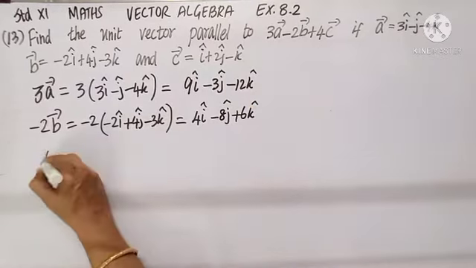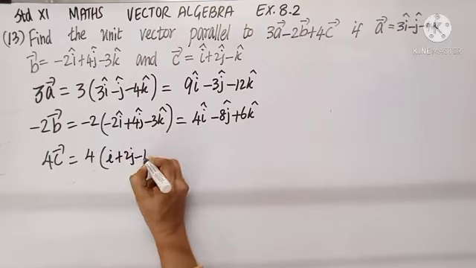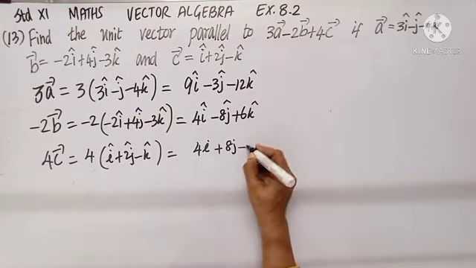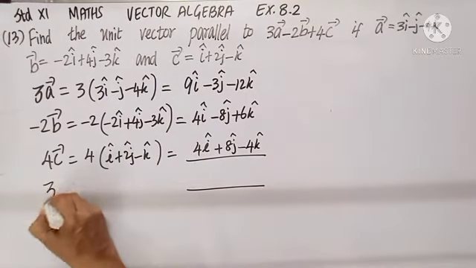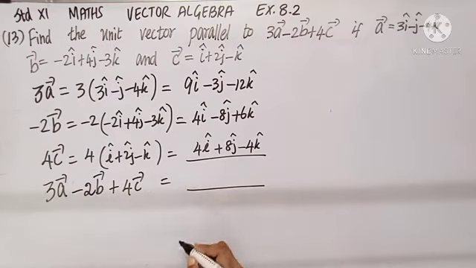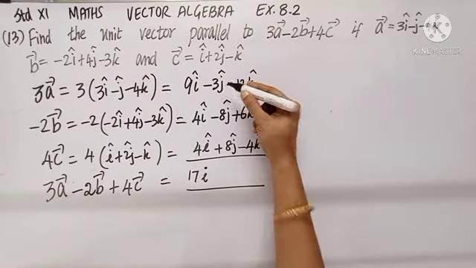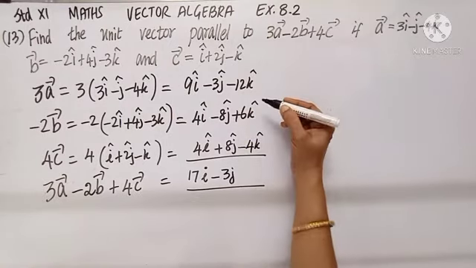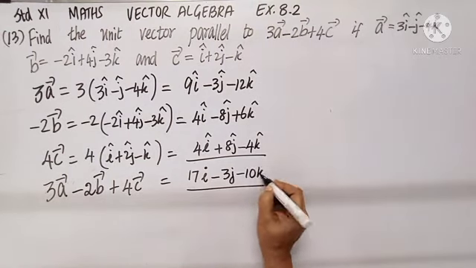Next we need 4c vector. 4 into c vector, i plus 2j minus k. 4i plus 8j minus 4k. Now we need to add it all. As I need 3a vector minus 2b vector plus 4c vector, 9 plus 4 plus 4, 17i. Minus 3j minus 8j plus 8j cancels. I am just left with minus 3j. Minus 12 plus 6 is minus 6, minus 4 is minus 10k.